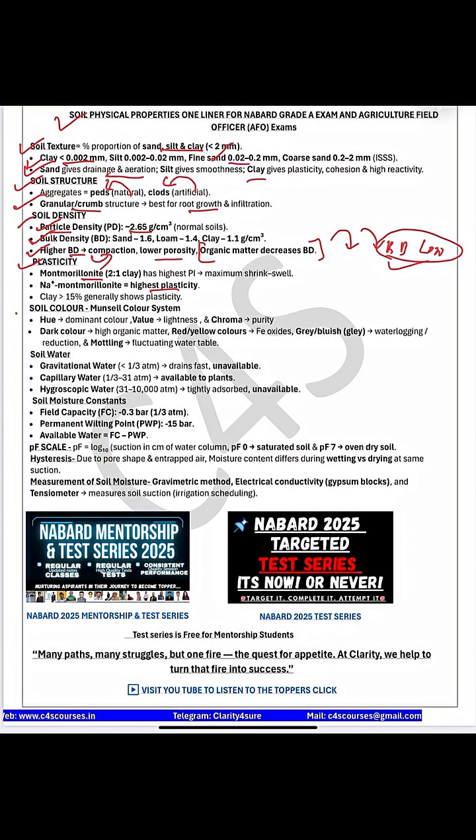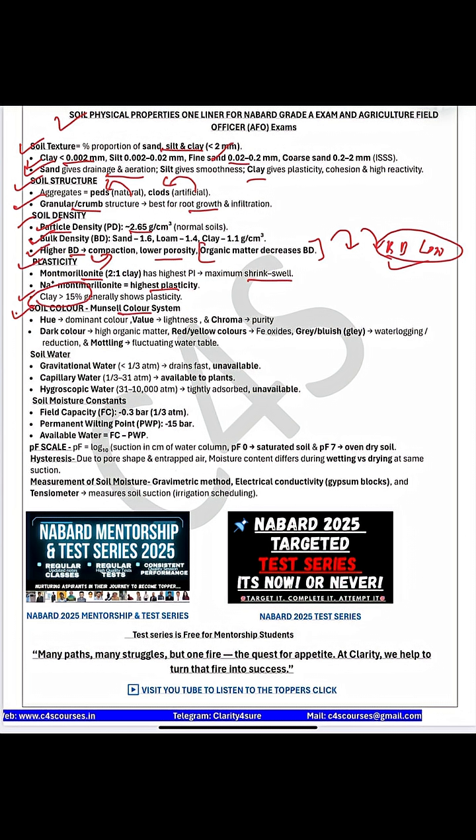Montmorillonite has the highest plasticity, and it is present in the black soil. That's why black soil shows shrinking and swelling capacity, right? And to show plasticity, the clay content present in the soil should be more than 15%.